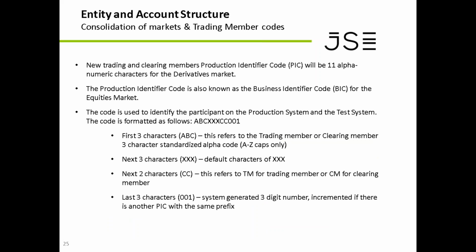So we're going to have a new code which is called the production identifier code. It's made up of the alpha code, which is the first 3 characters, and then we have 3 X's after that, and then another 2 characters that signify whether the production identifier is for the clearing member or trading member. So the CC will either be CM or it will be TM, and then the last 3 characters are 001. If any of the first 8 characters are going to be duplicated, then the last 3 characters are incremented. So the next one will be 002, and that's just to make it all unique. Any questions so far?